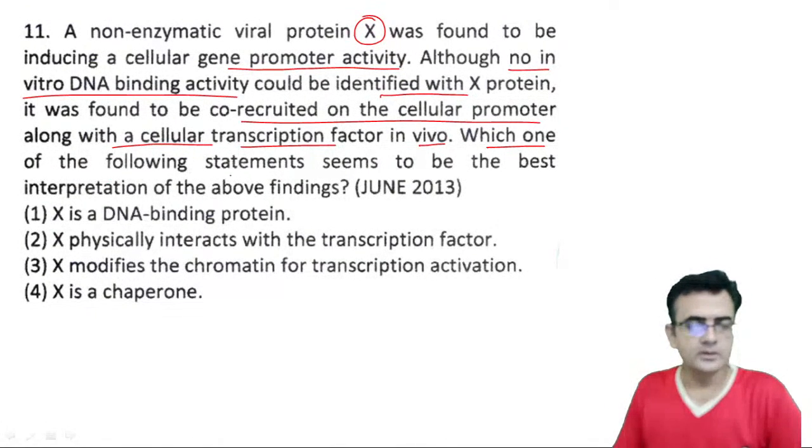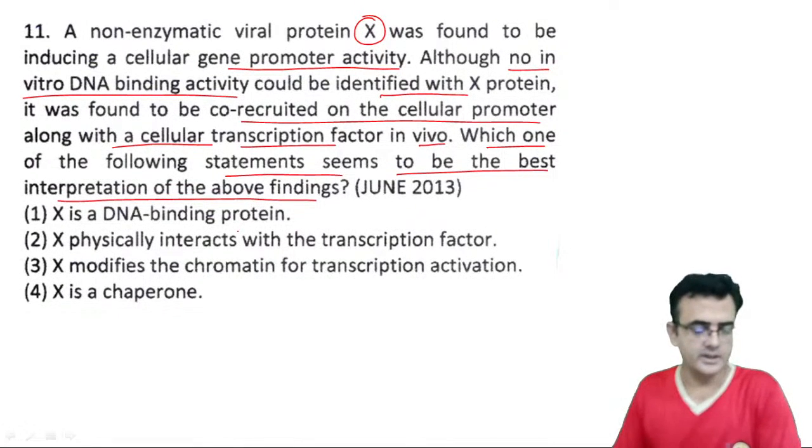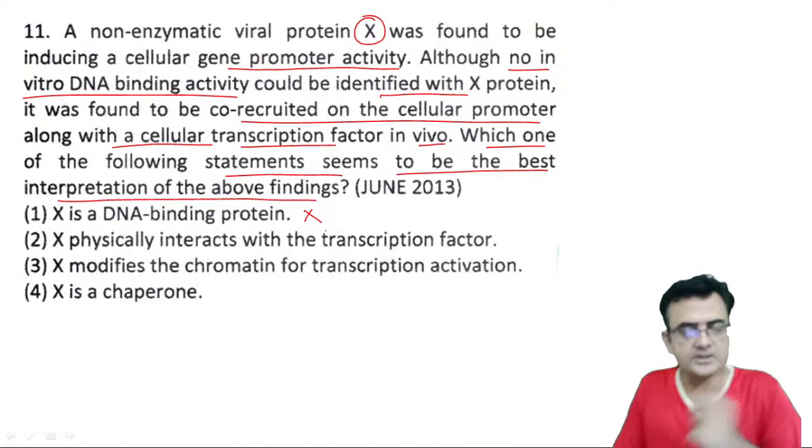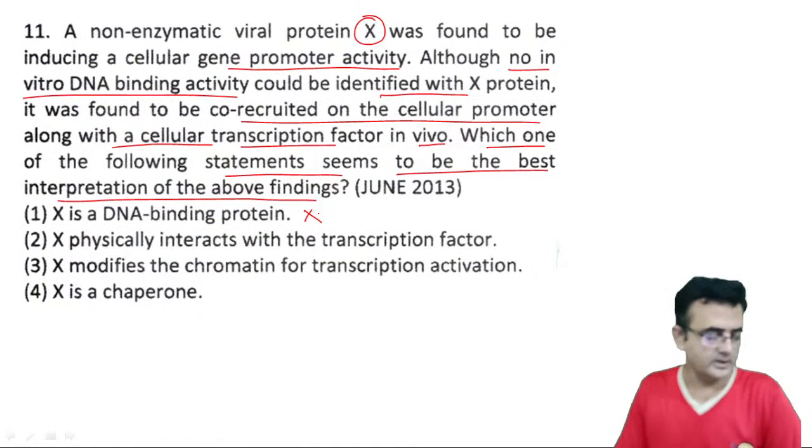Which one of the following statements seems to be the best interpretation of the above finding? Okay, so the interpretations are: X is a DNA binding protein. No, this is not correct, because they mentioned earlier in the question itself that they do not directly bind to the DNA or promoter. So this is wrong. The first number is wrong.